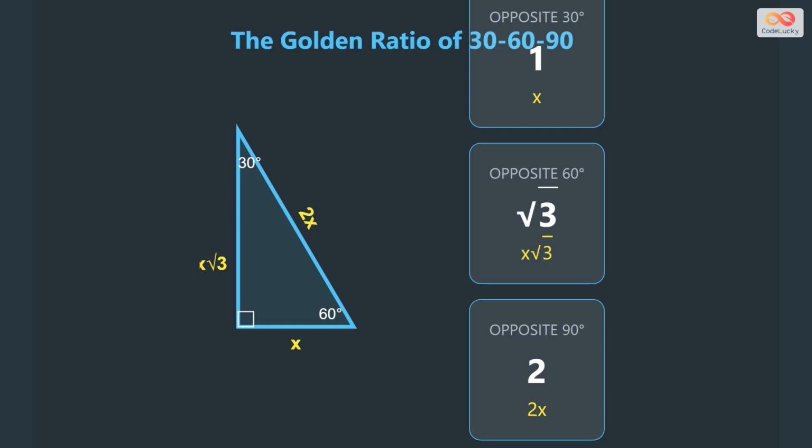This gives us the golden ratio for every 30-60-90 triangle. The side opposite 30 degrees is x. The side opposite 60 degrees is x times the square root of 3. And the side opposite 90 degrees, the hypotenuse, is 2x. Memorizing this one slide is the key to the entire topic.